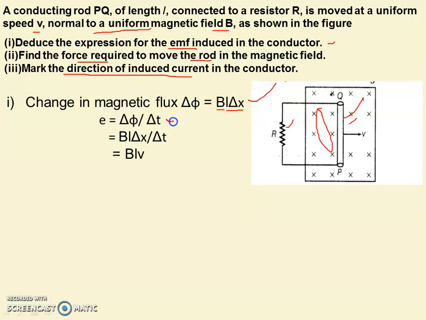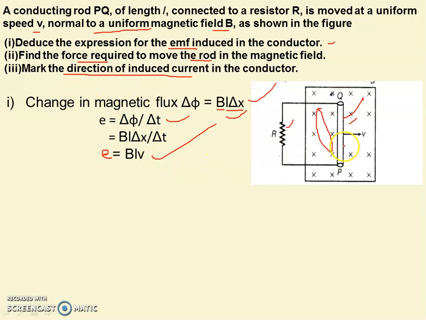Now we have to apply Faraday's law, d phi by dt. It means we have to divide this expression by dt. So we will get E equal to BLV. So this is the induced EMF, or motional EMF, BLV. Now what will be the force?